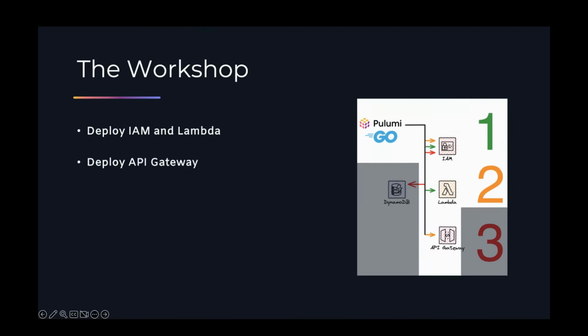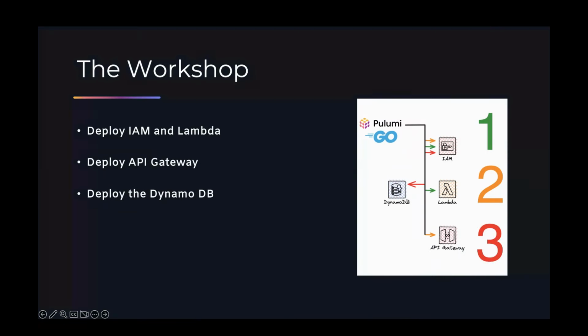In step two, we're going to deploy an API gateway. So we're going to register the Lambda with the API gateway, with the API gateway as trigger for the Lambda. That's very interesting. And last but not least, to give it another twist, the Lambda itself will then read from a DynamoDB.